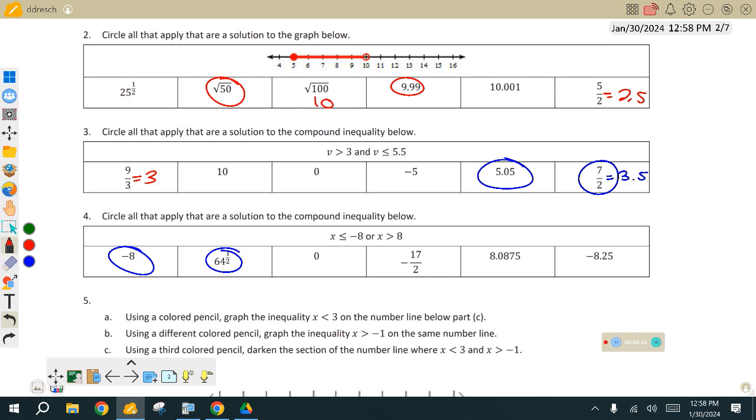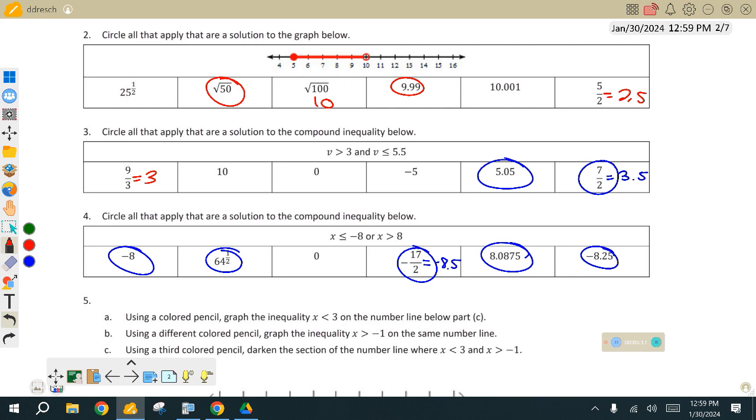Okay. What is -17.5 represented as? -8.5. Right. So now, looking at the decimal there, -8.5 is less than -8. So with that, that did it for us. 8.0875 is greater than 8. And lastly, -8.25 is less than -8. This one had quite a few options there. Everything besides 0. Remember, or means one or the other. It doesn't have to be both. It's one or the other.